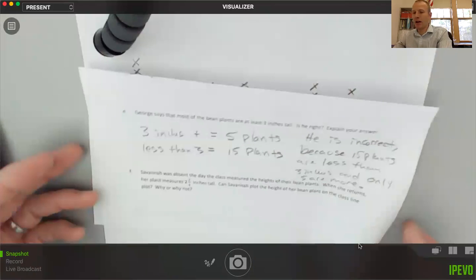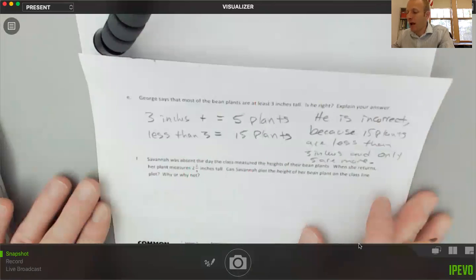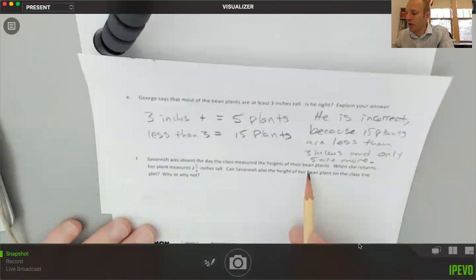All right, and lastly, it says Savannah was absent the day the class measured the height of their bean plants. When she returns, her plant measures 2 2/4 or 2.5 inches tall. Can Savannah plot her height? Oh, I kind of spoiled the question there by reading it the way I did. Her plant was measuring 2 2/4 inches tall. Can Savannah plot the height of her bean plant on the class line?